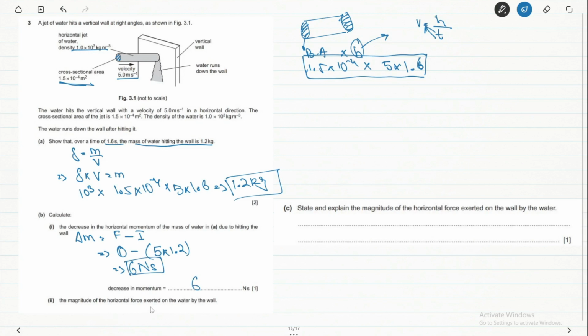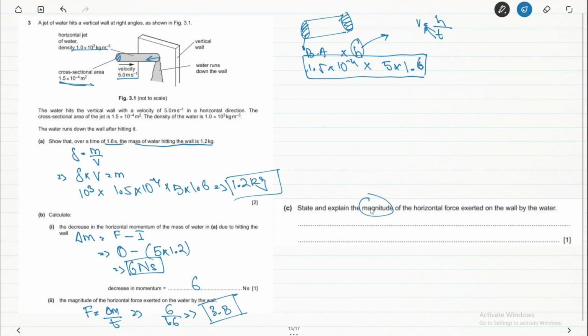The magnitude of horizontal force exerted on the wall. Now this is the equation we're going to be using for this one: 6 over 1.6. So this becomes 3.8 newtons after rounding it to two significant figures, because everything is in two significant figures in the question. State and explain the magnitude of the horizontal force exerted on the wall by the water, right? So we know that the force exerted on the water by the wall is 3.8 newtons, so this would be the same, but in the opposite direction.